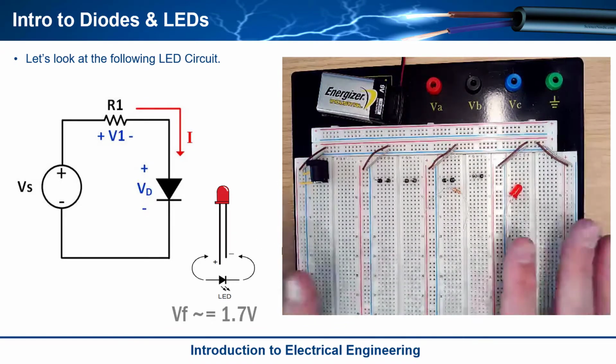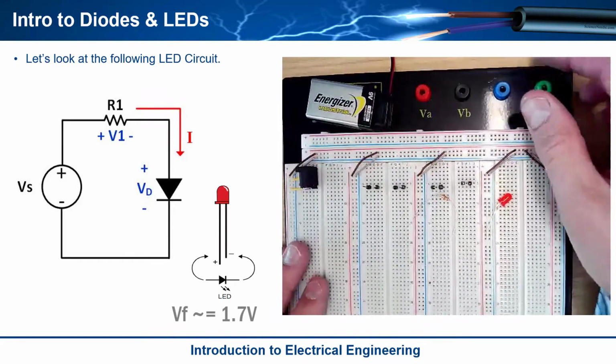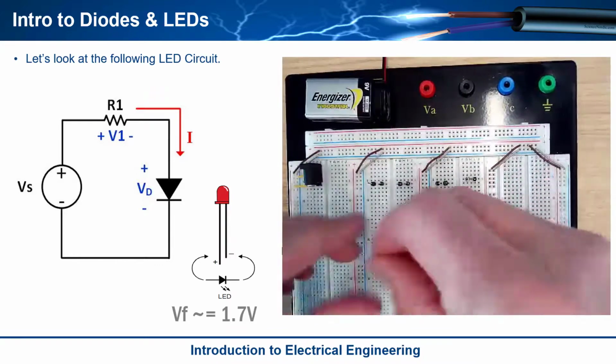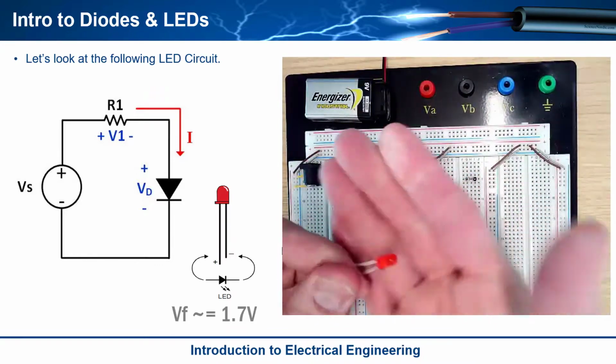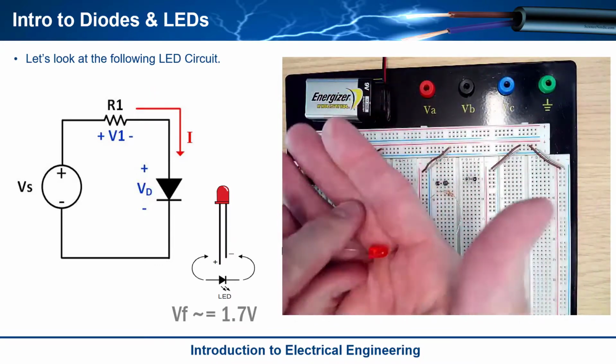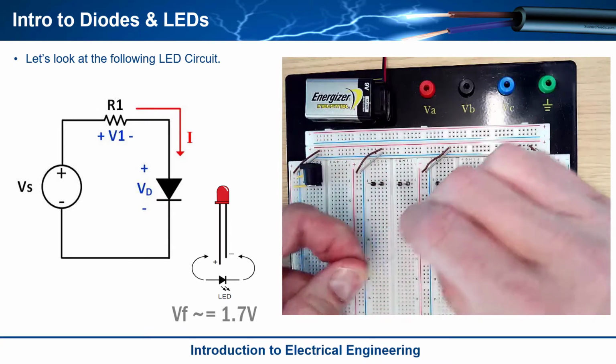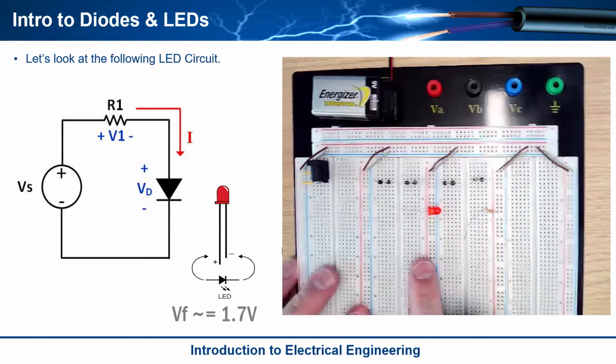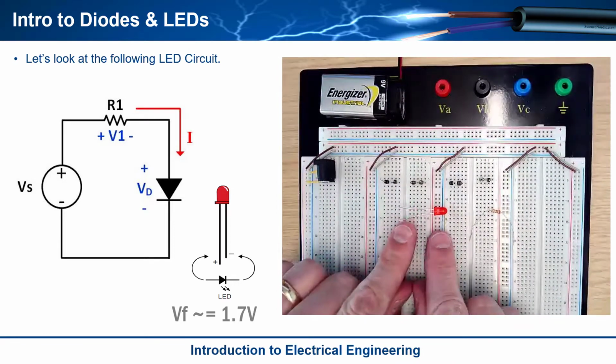So here's my breadboard, and my power supply is going to be my 9-volt battery. I've got a diode right here. This is an LED, a light emitting diode. And LEDs are really cool to use when you build diode circuits for the first time because it's really obvious when they turn on. If they turn on, they light up.